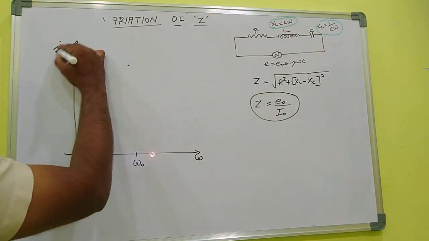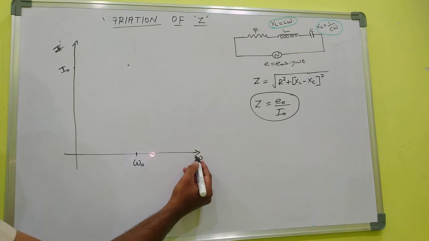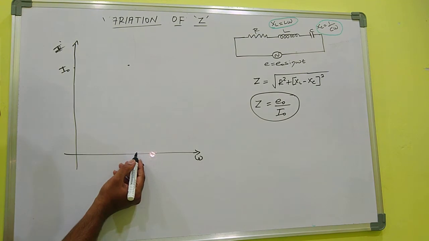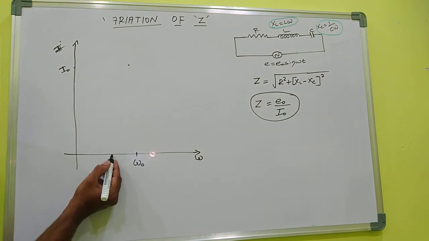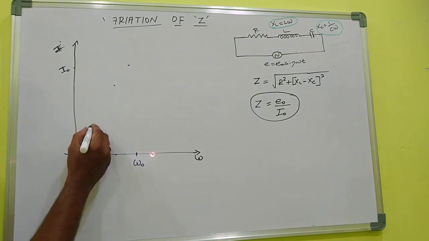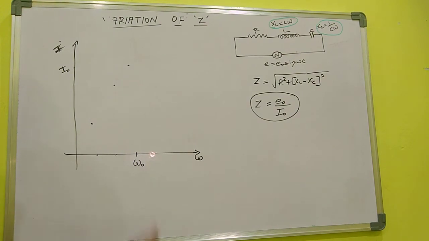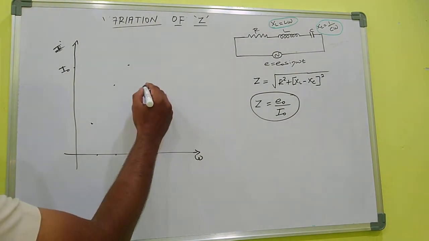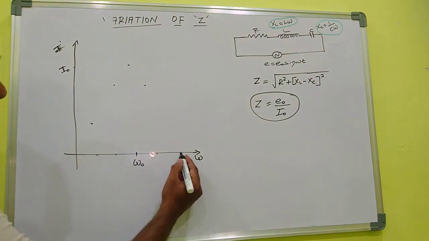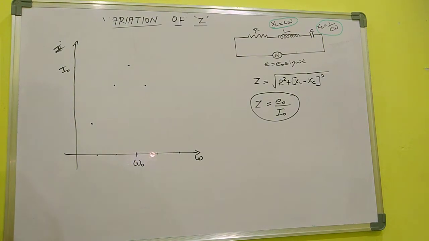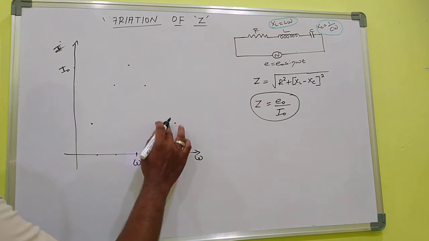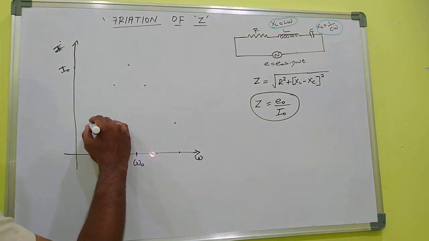This is I, the current. This is the peak current. This is the angular frequency. This is the natural frequency. Then, when we decrease the applied frequency, the current will decrease. Likewise, when we increase the angular frequency, the current will decrease because impedance increases. When we further increase the angular frequency, the current will decrease because impedance increases. Connect the graph here.